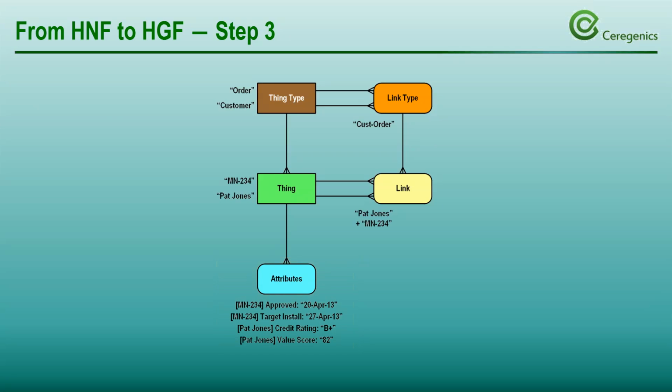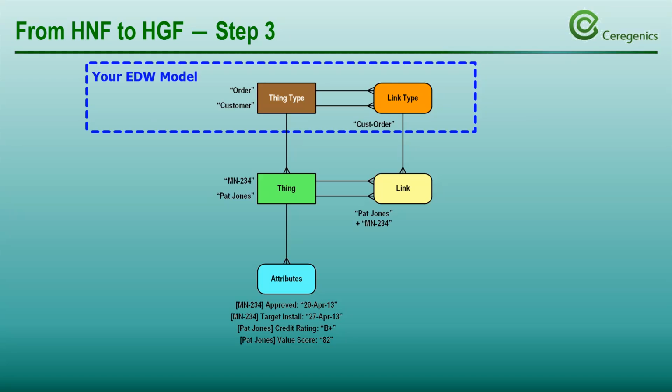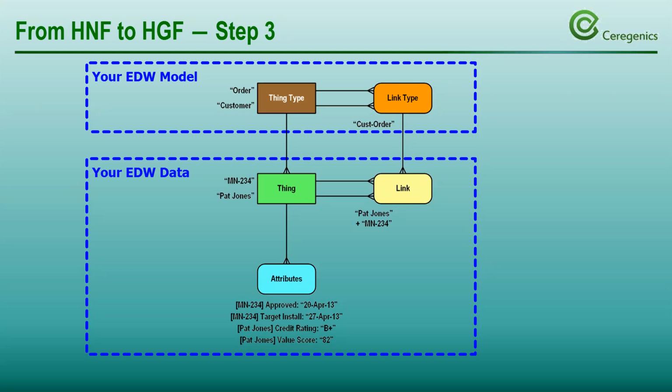Note the additional capabilities that this approach gives us that the hypernormalized format could not. The 2 tables across the top of this diagram describe the types of things and types of links that our data warehouse tracks. In other words, they hold the data warehouse model itself, rather than the data warehouse data. The data of our warehouse resides in the 3 remaining tables.